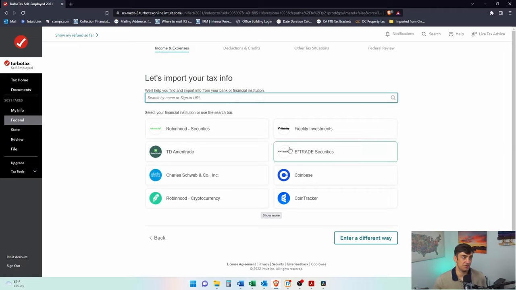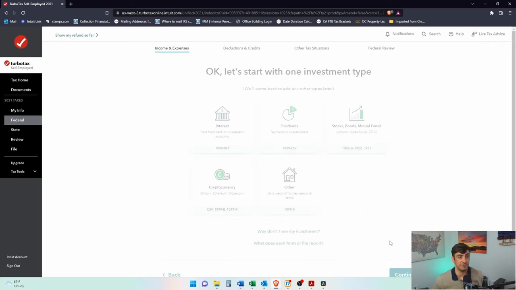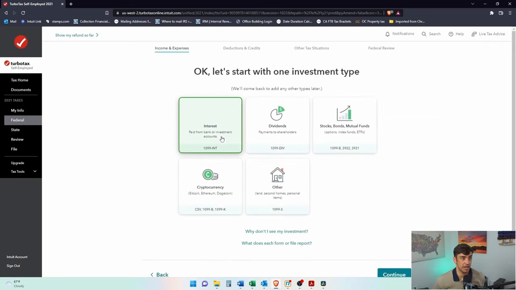Okay. So you can actually get it straight from your brokerage account, but I'm not going to do that because for illustration purposes, I don't want to log in. Okay. Enter in a different way. I'm going to show you how to do it from the actual 1099 itself. Okay, so what do we have? Let's start with the interest, the easy one.